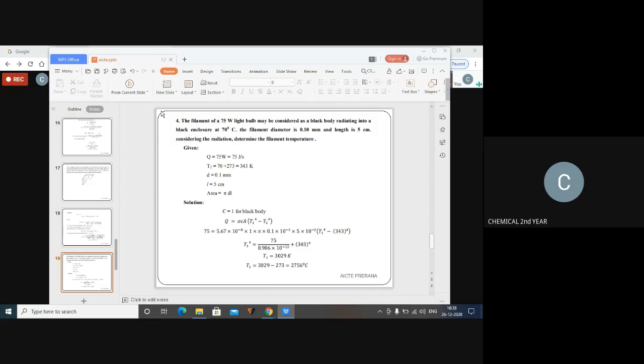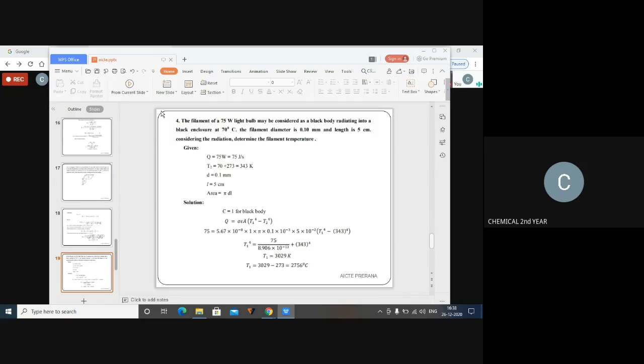Here, consider one light bulb. Okay, the filament inside the light bulb is of 75 watt, and it is radiating into a black enclosure at 70 degrees Celsius. The filament diameter is 0.10 mm and the length is 5 centimeter. So now considering the radiation, you have to determine the filament temperature.